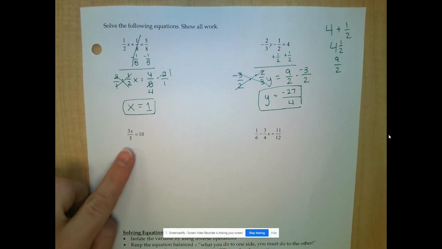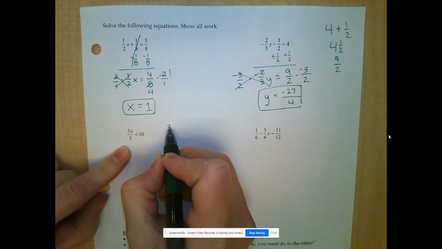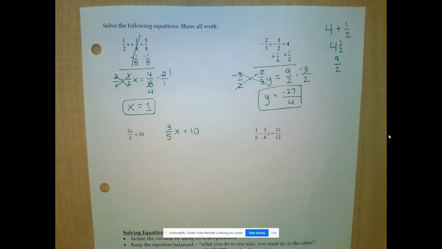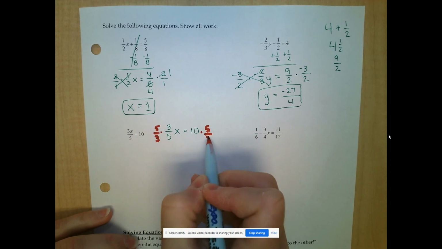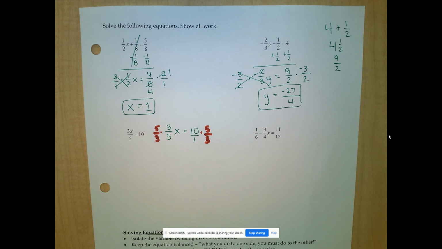So this one has 3x over 5 equals 10. A lot of people will see this and say, I'm going to multiply both sides by 5. If you can look at this as 3/5 x equals 10, you might notice that you can solve it with a reciprocal. So times 5 over 3, times 5 over 3. We're going to treat the 10 as a fraction. We're going to treat it as 10 over 1.